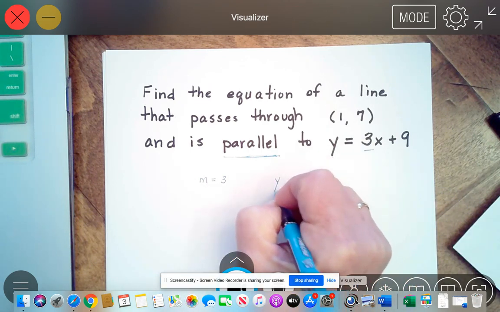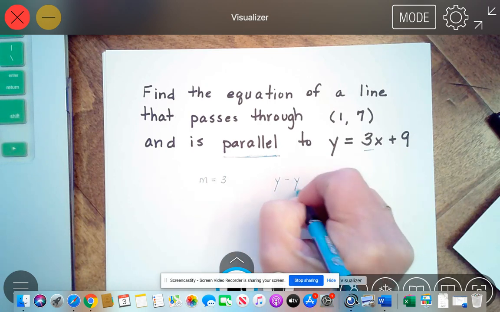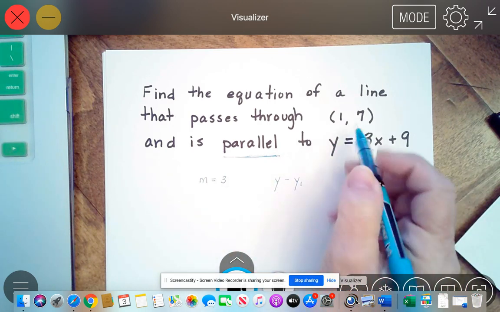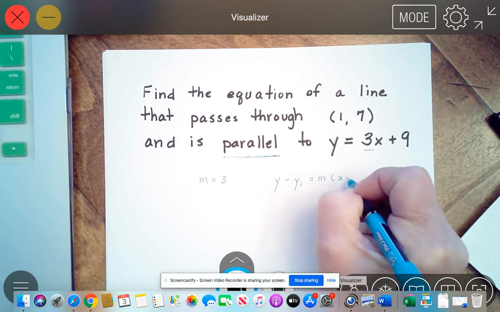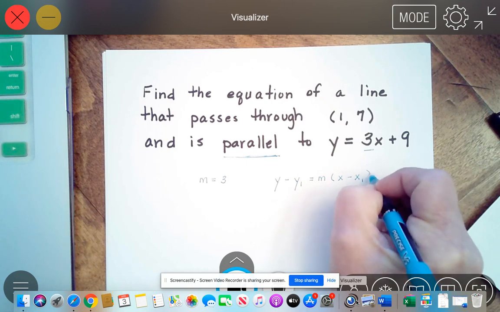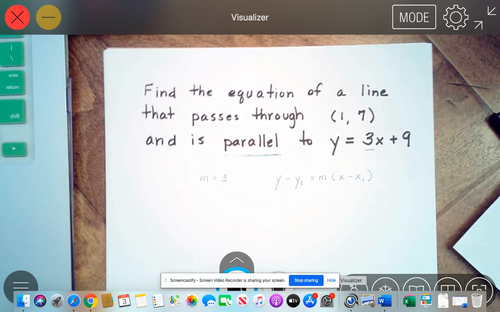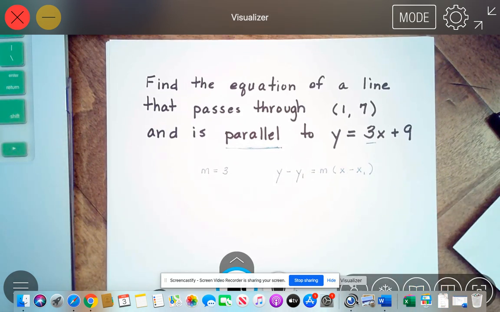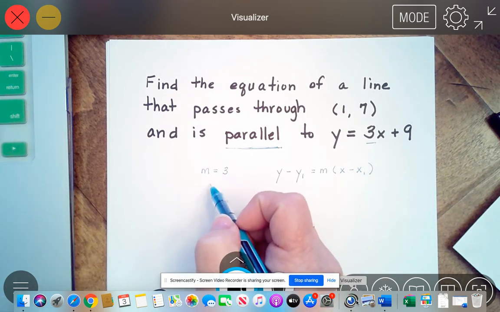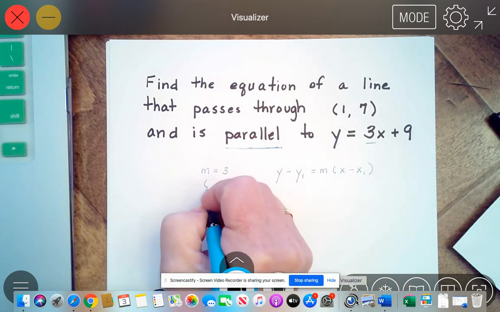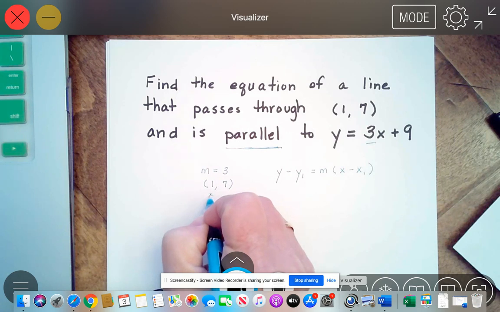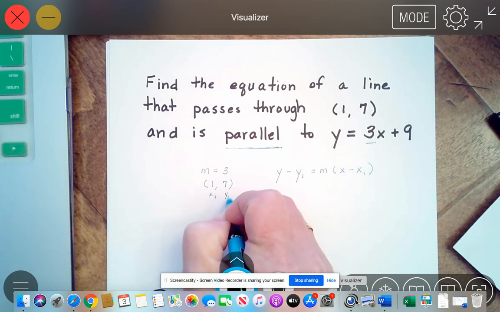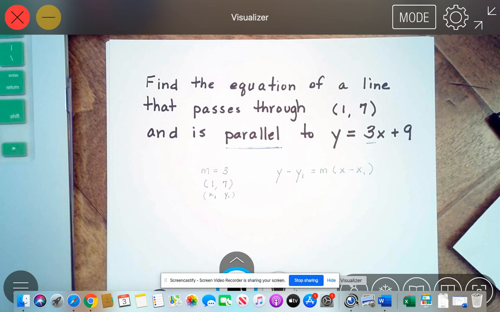If you remember, we had our point slope formula where we have the slope and a point. And this is our point slope formula. y minus y1 is equal to m times the quantity x minus x1. I know that the slope is 3 and my point is (1, 7). This is the x1 and here is my y1 value on these.